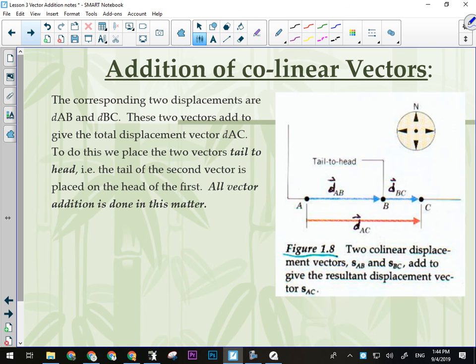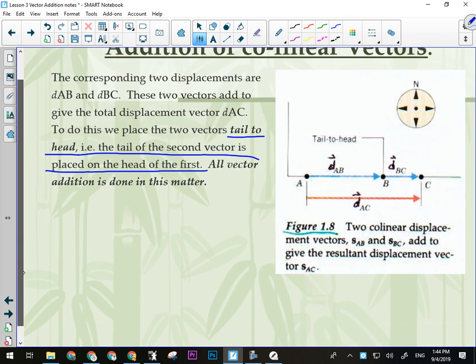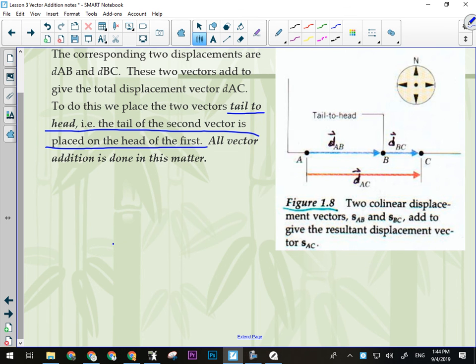So like we said, all vector addition is done by drawing the vectors tail to head. That is, the tail of the second vector is placed on the head of the first. We always draw them that way so that we're telling the story of what goes on. If we don't draw them that way, this is what I see people do. They say, all right, the object went 275 meters, and then it went 175 meters.